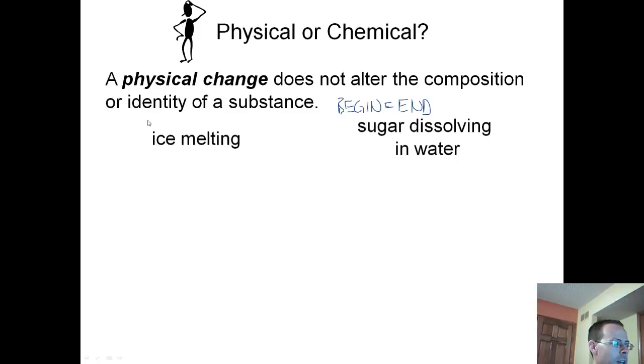So ice melting. What do we have when we have ice? We have H2O, and it melts. Really we have H2O, we're going to put a little S here, solid. And it melts, and we now have a liquid, but what do we have? We still have H2O. Alright, so what we start with is what we end with.